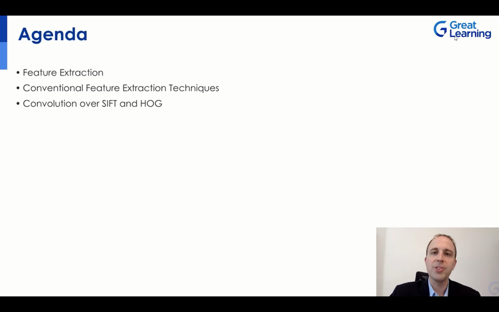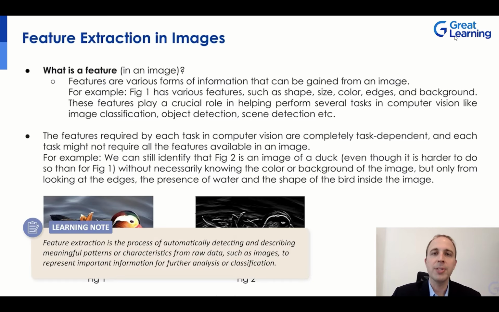Some older methods are called SIFT and HOG. And those are what you might call conventional feature extraction techniques. And then we'll talk about convolution, which is many times and in many ways a better technique than SIFT and HOG. So these are the three things we'll be talking about today. Let's start by talking about feature extraction in general.